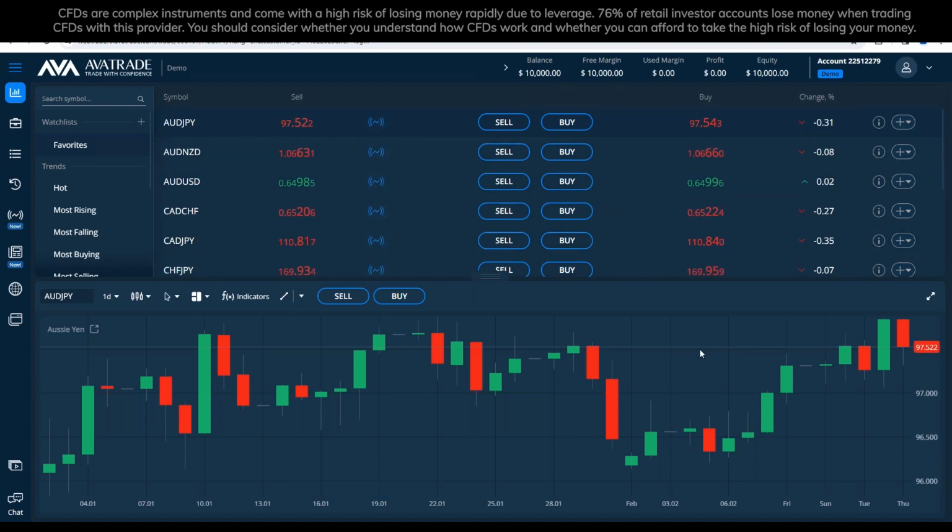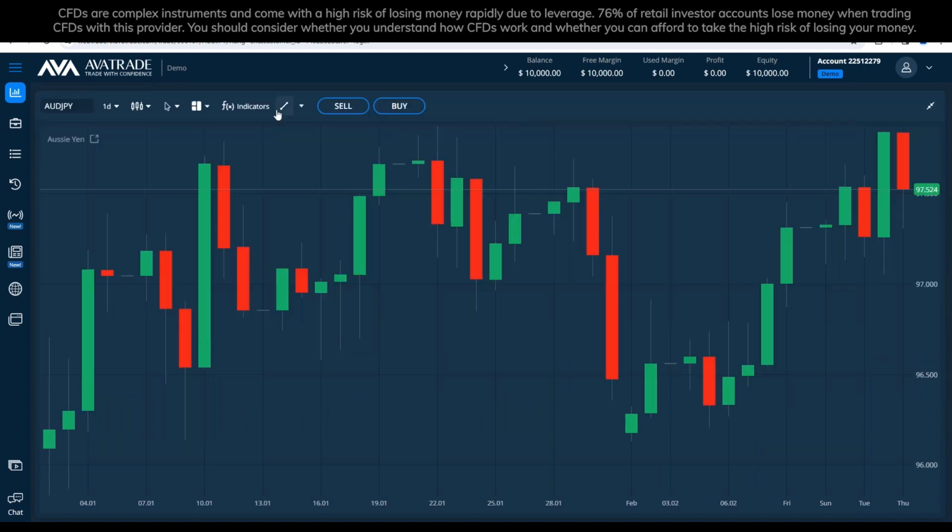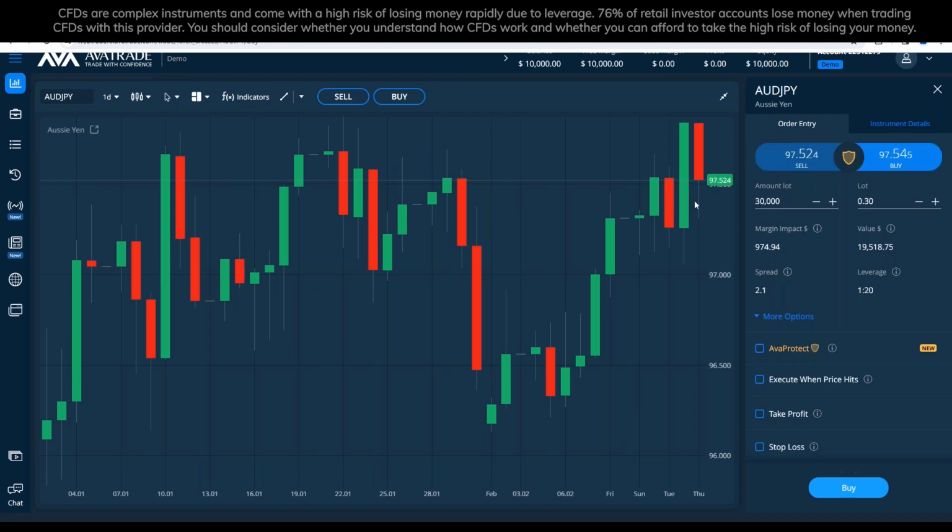But if I already decided that I want to carry on with this, I'm going to click here on the two tiny arrows pointing outside, and I'm simply going to expand the chart all the way up. Here I can click sell or buy to open the sidebar to the right. Then I see 4 boxes: Ava protect, execute when price hits, take profit and stop loss.